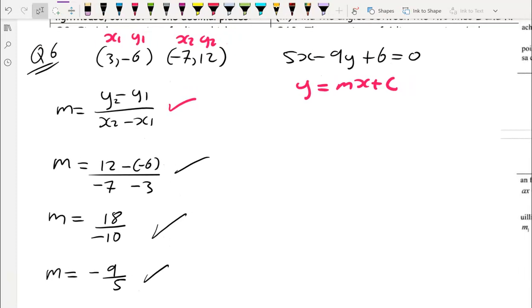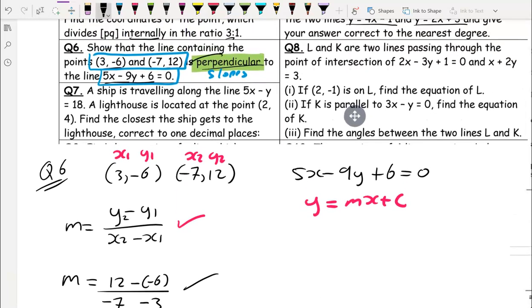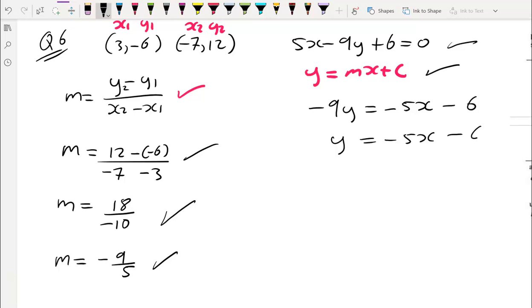Let's find now the equation of the line that they give us. And remember, the reason we're finding slopes here is because we're told they're perpendicular. It's a key word for slopes. So to find the slope of a line, rearrange it to y equals mx plus c. That means it gets y on its own. So minus 9y equals, bring your x over to become minus 5x, and then minus 6. Minus 9 is multiplying everything on the left, so we'll divide everything on the right. You can write them individually as minus 5x over minus 9, minus 6 over minus 9.